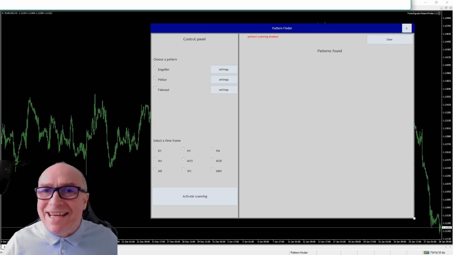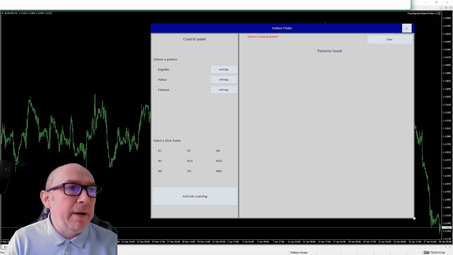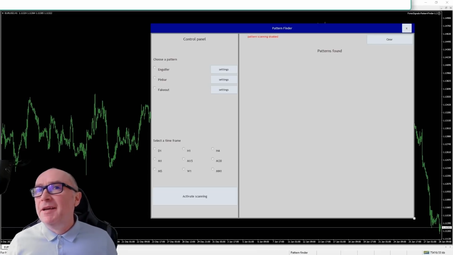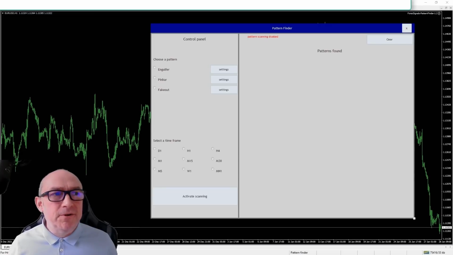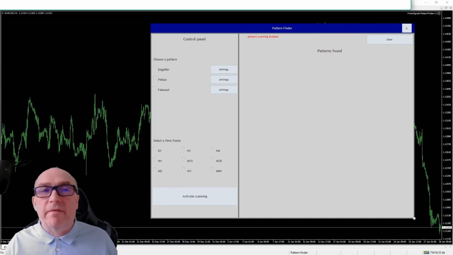Now you can get these out there. I've seen some available and normally you have to pay for them. But basically, if you're worried about waiting for these patterns to present themselves and you think about the screen time, what have you, you can get yourself something like this. It basically does all the work for you, searching for these patterns.